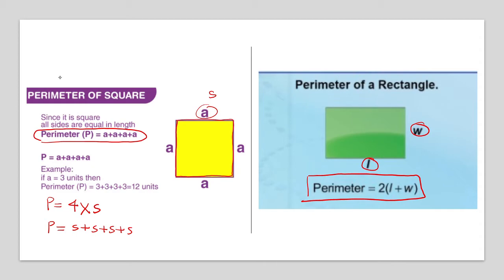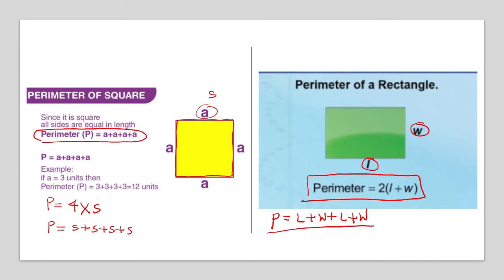Or you can also have another formula to make it simple. We know that we are adding the sides, right? So we are going to add L plus W plus L plus W. All right, this can also be another formula to find the perimeter of a rectangle.